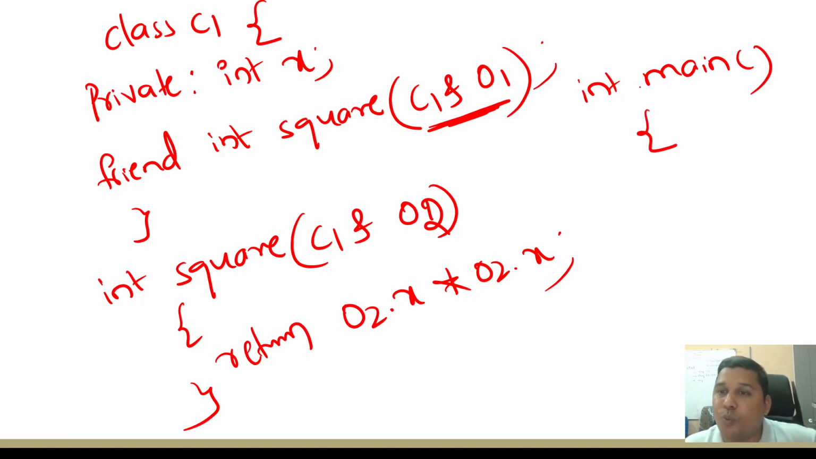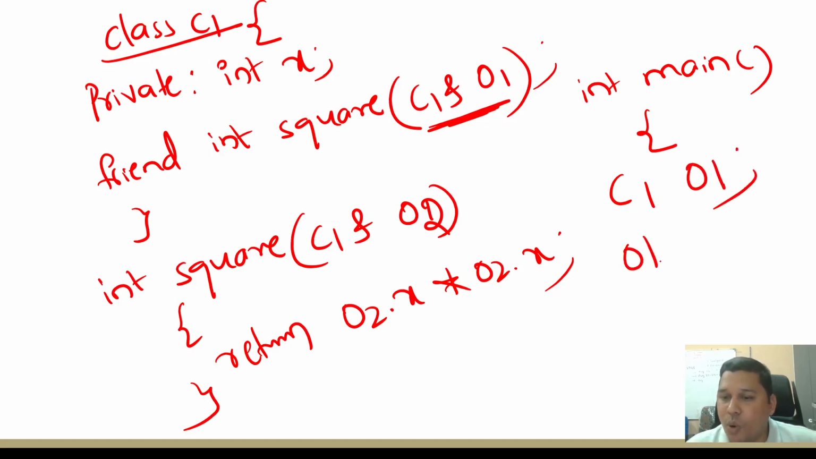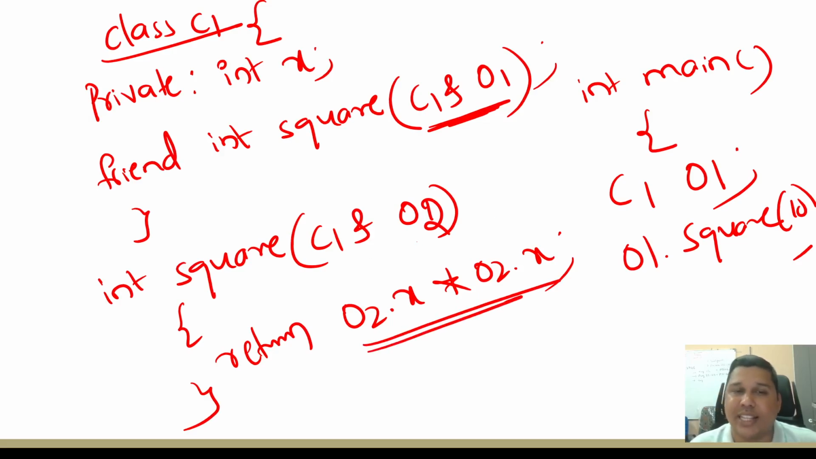Now, how many classes do I have? Only one class. What is that class? Class C1. So I'll create C1 object O1. O1 dot, do I have a function square here? No, but it's a friend function. So I can call O1 dot square with some value 10. Now 10 is passed here and that is multiplied and the square is given to us.